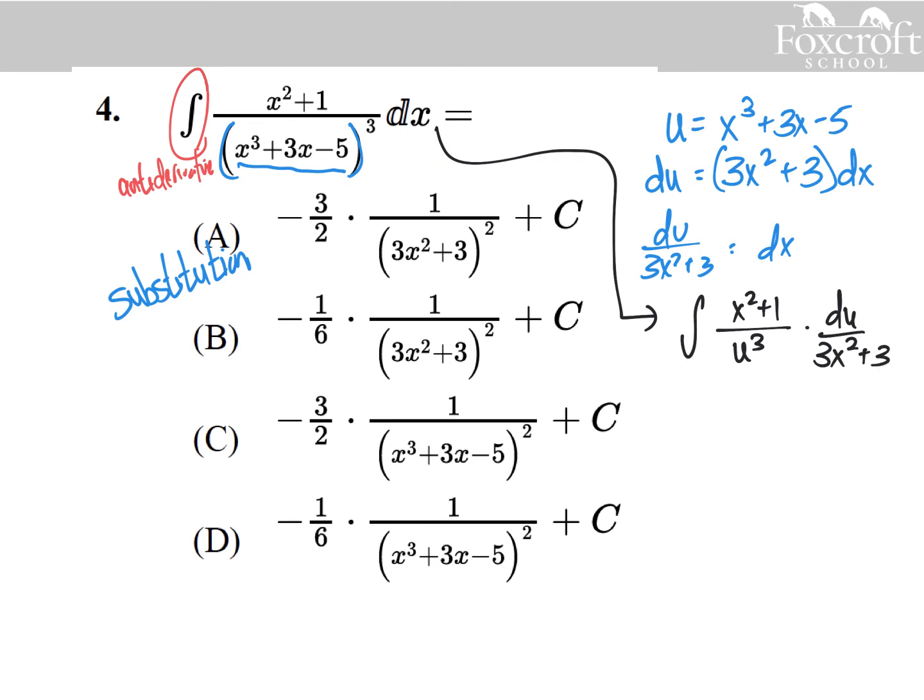And do some simplifying. On this denominator here, I can factor out the 3, and it's going to become 3 times x squared plus 1. So you can see these x squared plus 1s are going to cancel, and I'm going to get the integral of 1 over u cubed times du over 3. This 3 here I can pull out at the front, so I can just do 1/3.